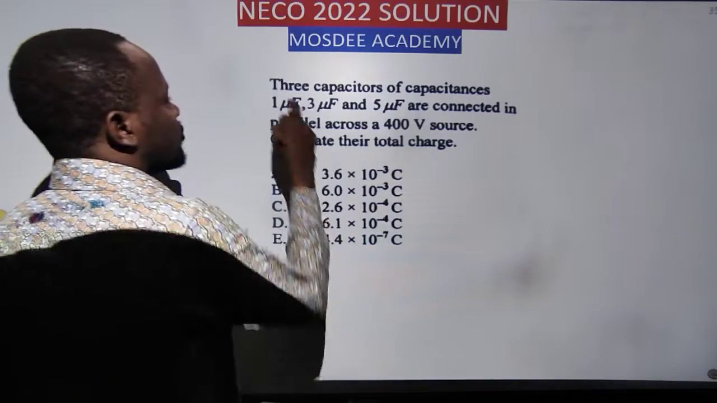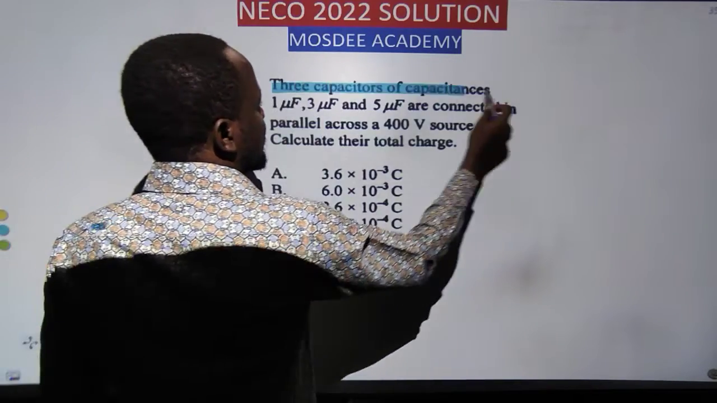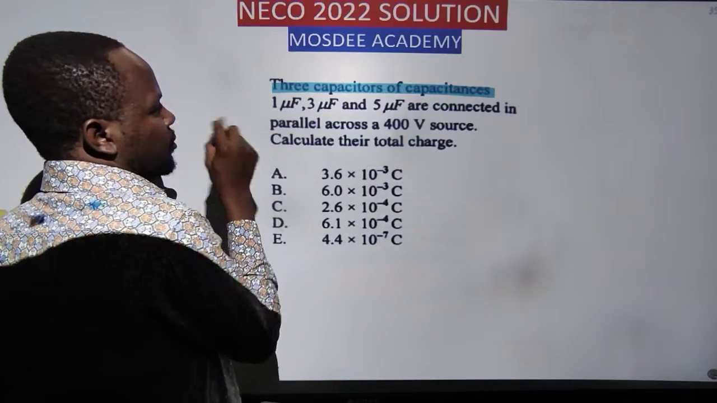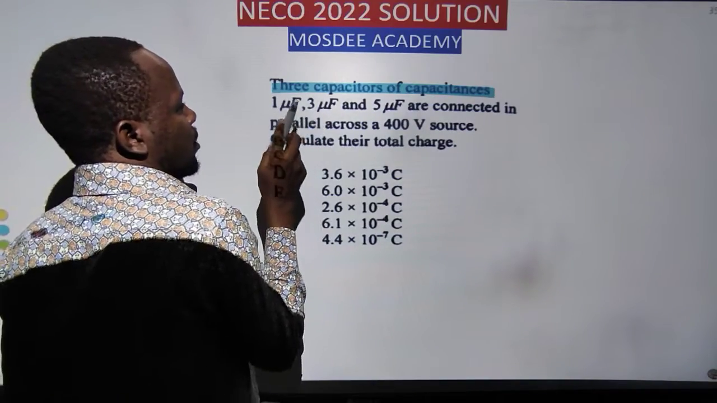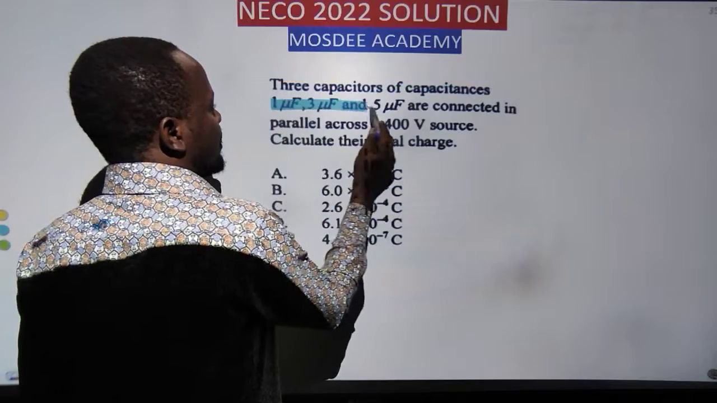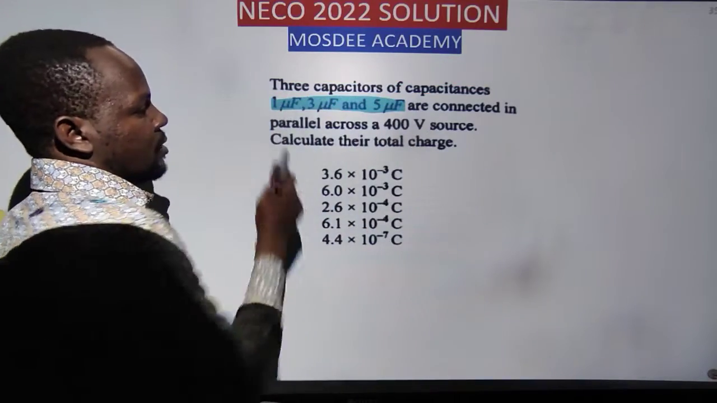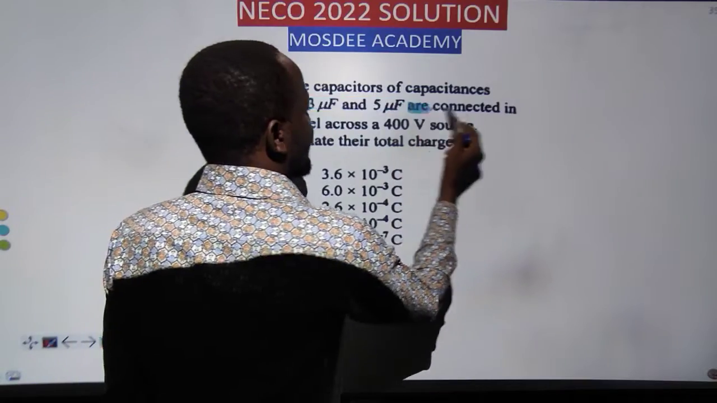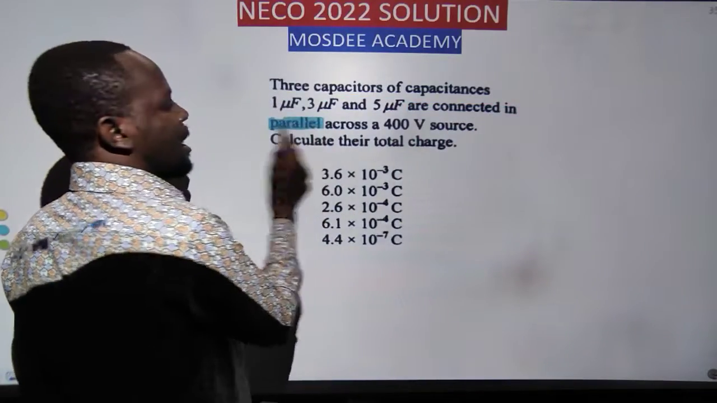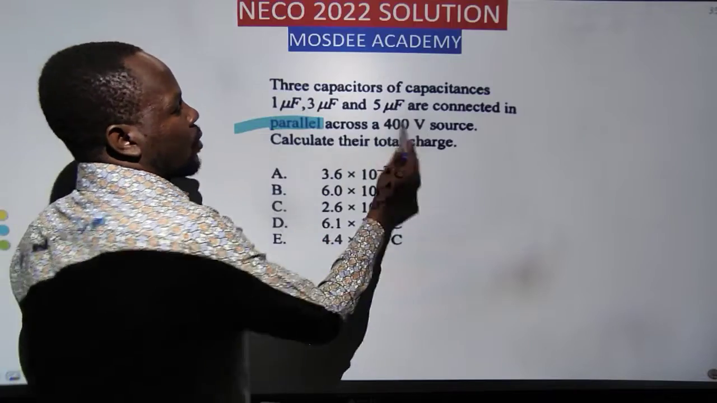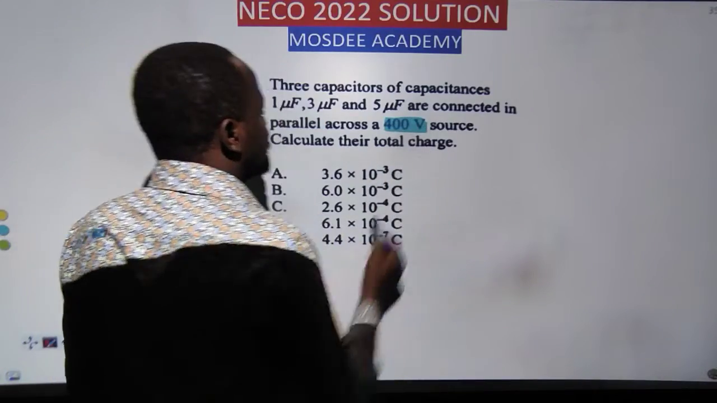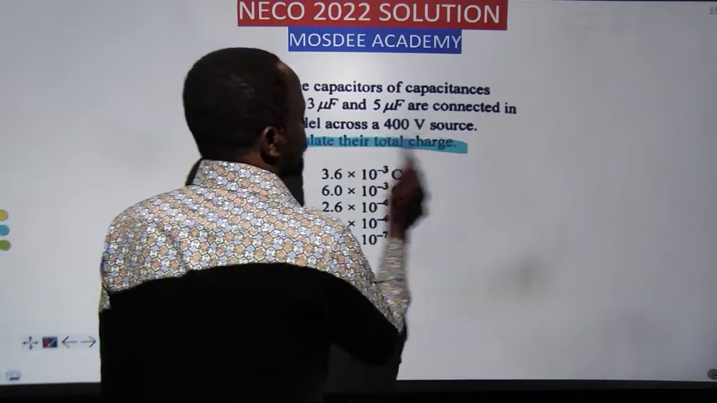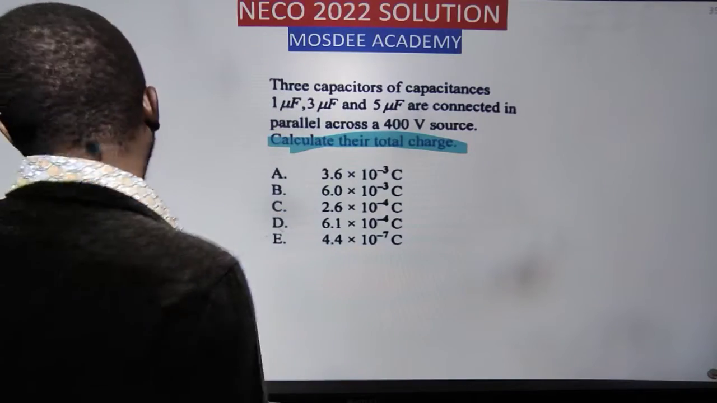3 capacitors, just for us to see. We have 3 capacitors like that, with capacitance 1, 3, and 5 microfarad, as you can see. They are connected in parallel, very important, across a 400 volt source. Calculate their total energy. I want to calculate the total energy.